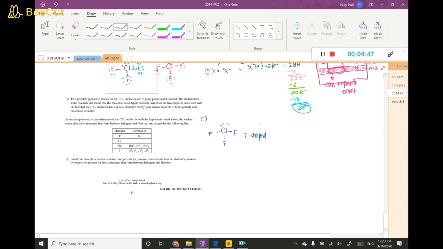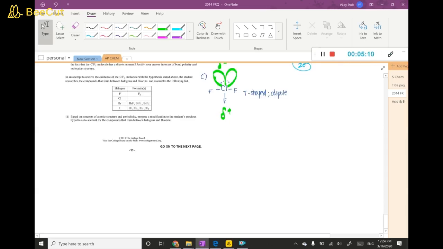So here it would be T-shaped, and in T-shaped, because it's asymmetrical and because we have lone pairs here that are kind of sticking out, this would actually be partially negative, making the rest partially positive. So therefore, it is going to have a dipole moment because it's asymmetrical. Okie dokies? So let's look at D.